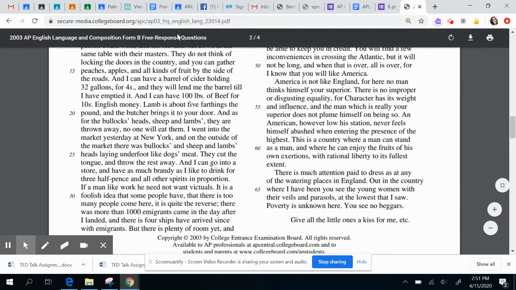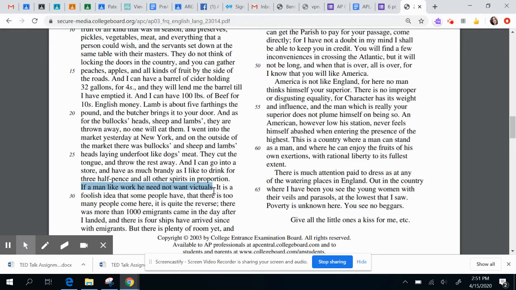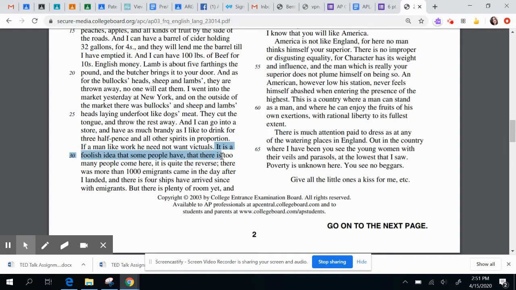And we notice that there are long sentences leading up to this very short sentence. If one will work, one can eat, which seems to punctuate his long list of bounty here. It is a foolish idea that some people have that there is too many people come here. It is quite the reverse. I would address this as a counterclaim, as a concession.